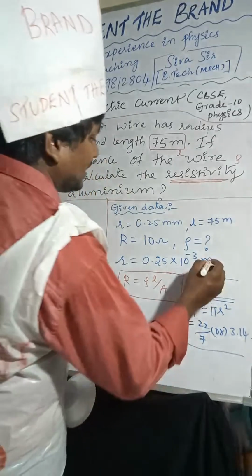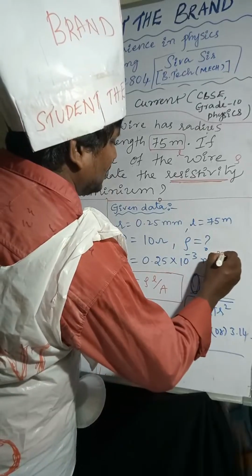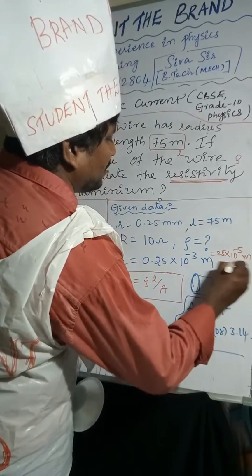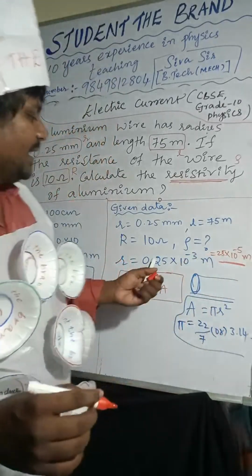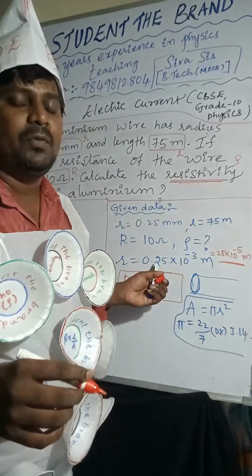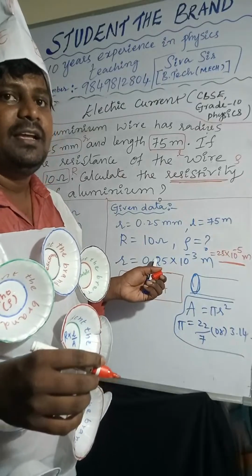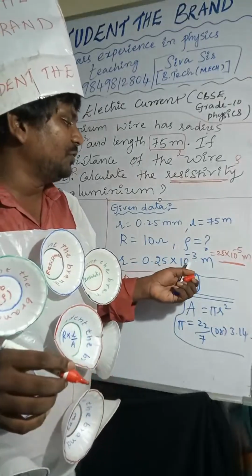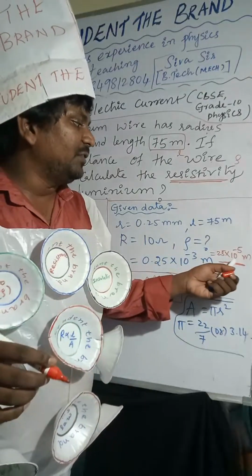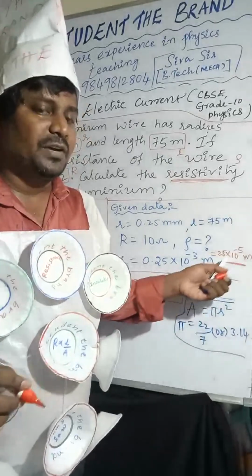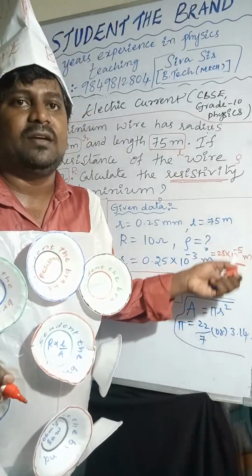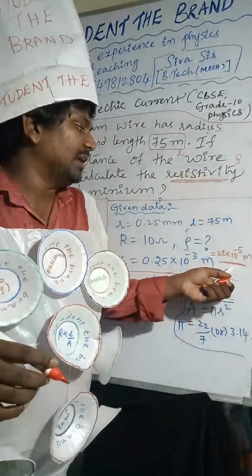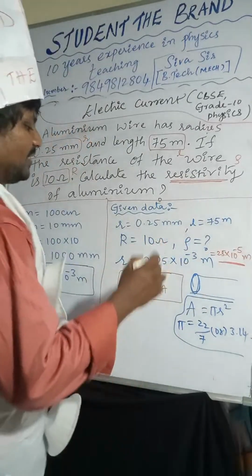Hi, Vaishali. So here I am taking 25 into 10 power minus 5 meter. Because two zeros are there, the 10 power minus 2 values are there, so these two values we can add here. 25 into 10 power minus 5 meter. This is very, very important.